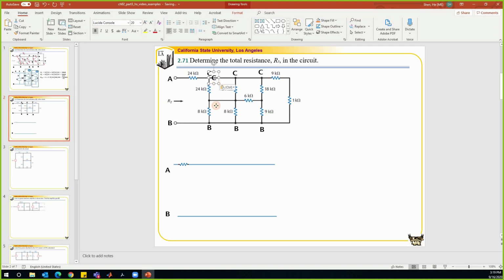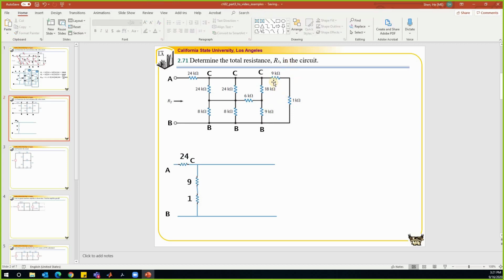Are there any branches connected directly between node C and B? Here, this branch, right? So that is a branch between C and B. So I'm going to put it down here. And one resistor has a resistance of 9K and the other one is 1K. And this resistor on the top between node A and C, that is 24K.